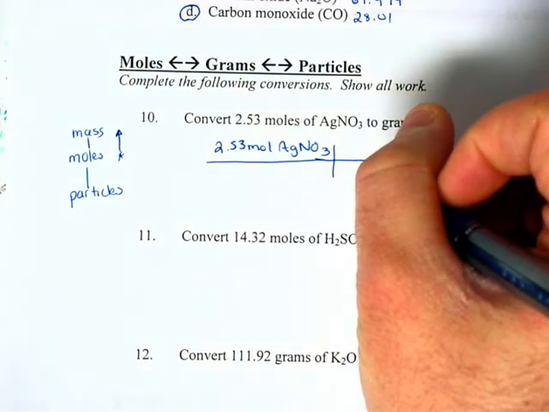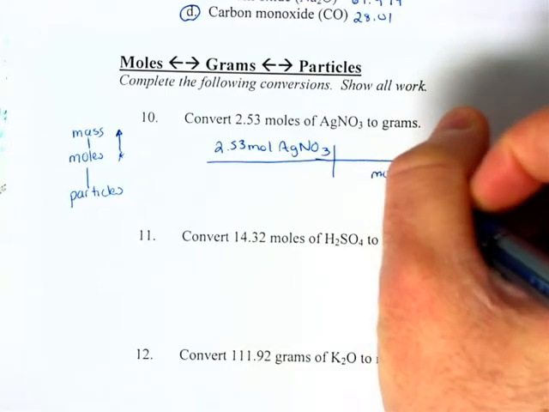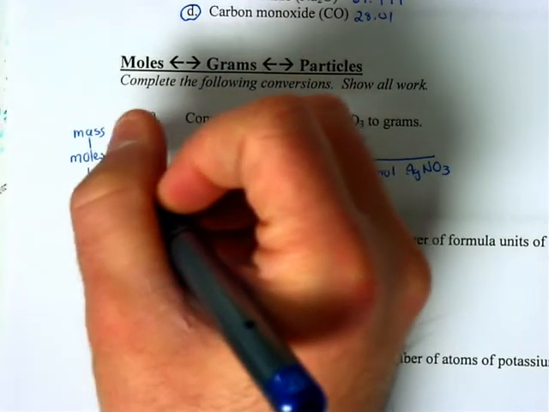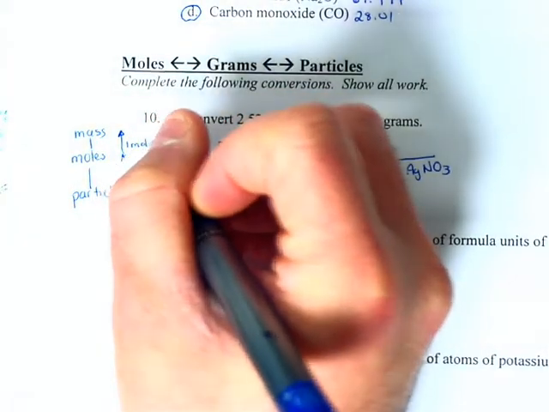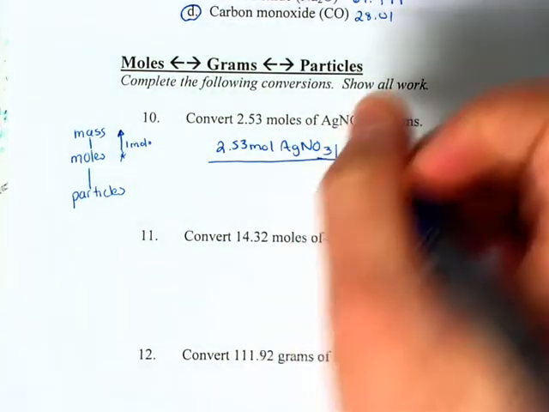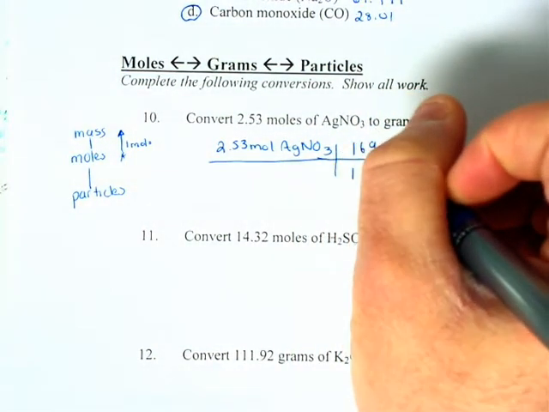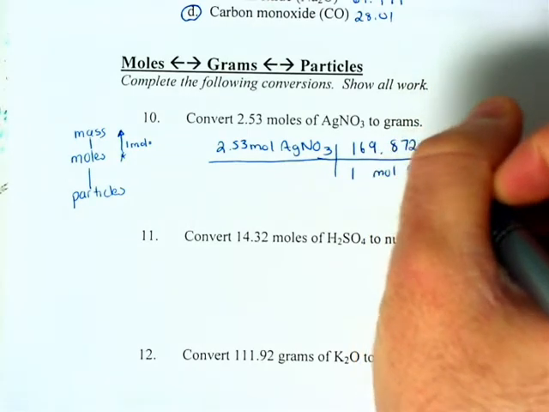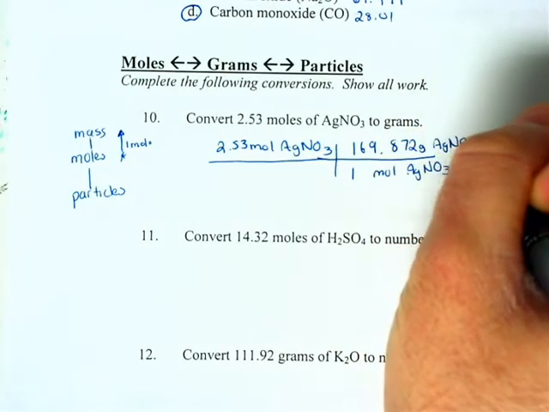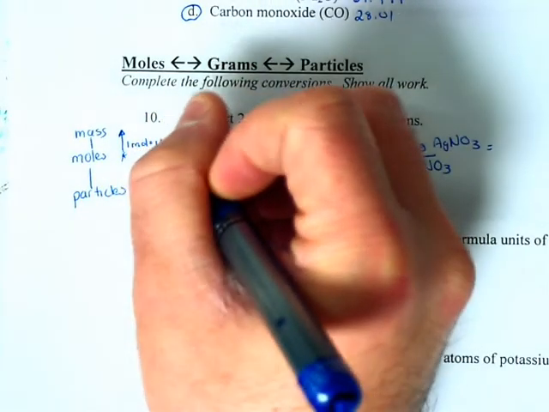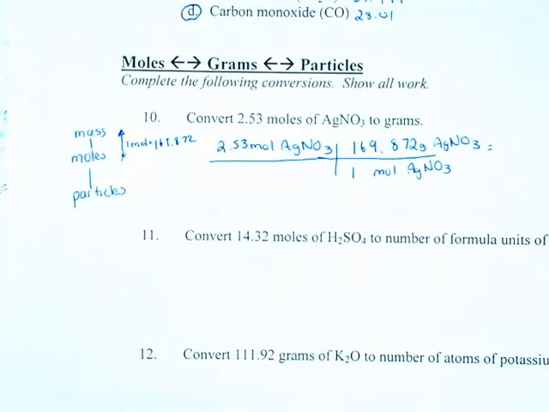So what unit has to go down here? Of what? And we know that at this conversion step, 1 mole is equal to the molar mass. And can someone tell me the molar mass? So 169.872, okay. Grams of AgNO3. So we're going to multiply those numbers across. 1 mole was equal to that 169.872 number. So 2.53 times 169.872.